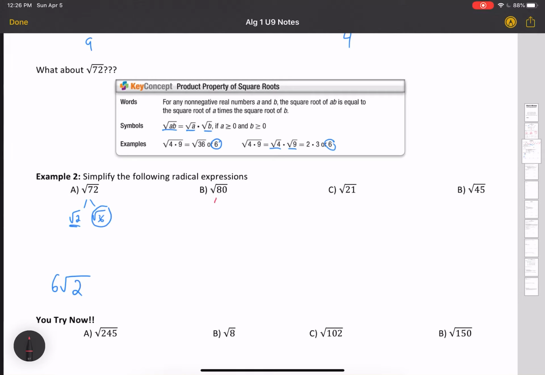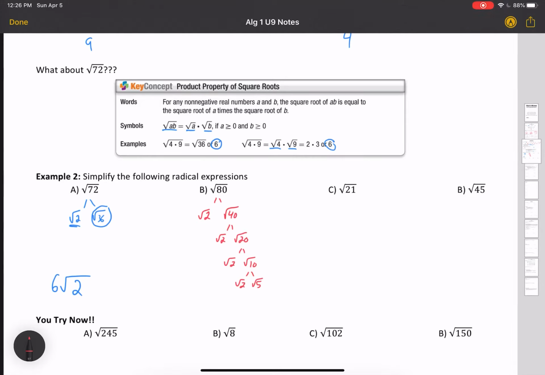Square root of 80, I know 2 goes into it. 2 times 40. Okay? Square root of 40, I know 2 goes into that. 2 times 20. Square root of 20, I know 2 goes into that. 2 times 10. And 10, I know it can break down to the square root of 2 times the square root of 5. Now, I cannot break that down any further.